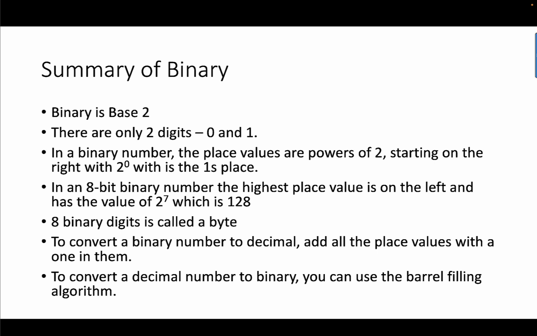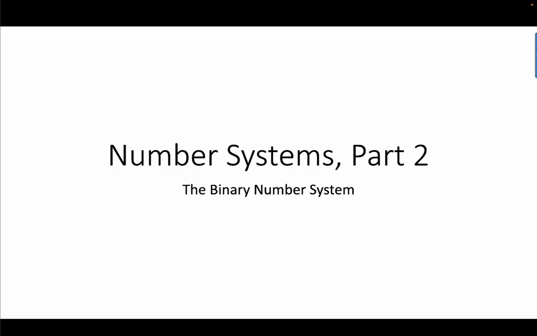8 binary digits is called a byte. To convert a binary number to decimal, add all the place values which have a 1 on them. To convert a decimal number to binary, you can use the barrel filling algorithm. That concludes this video on the binary number system. In our next video, we'll look at hexadecimal.